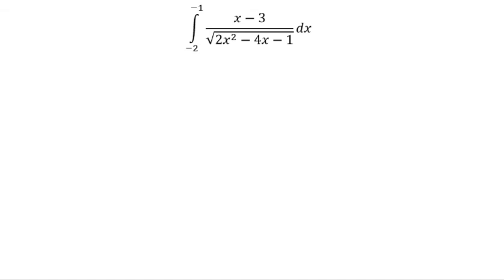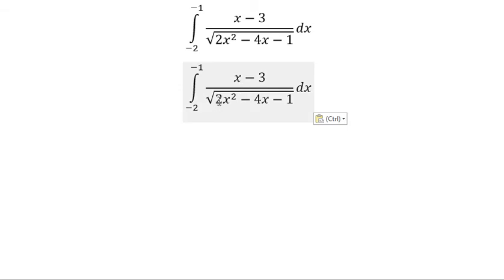The topic today is about the integral. We have the integral from negative 2 to negative 1 of (x minus 3) over the square root of (2x squared minus 4x minus 1) dx. So now I will show you the technique how to answer the question.